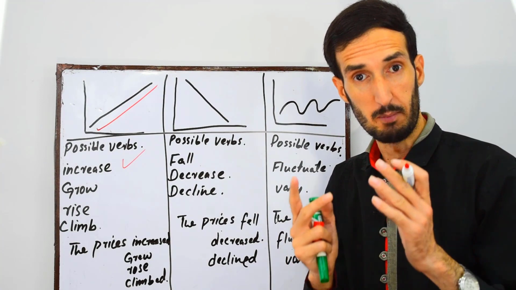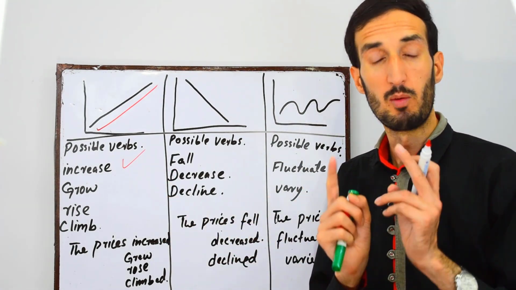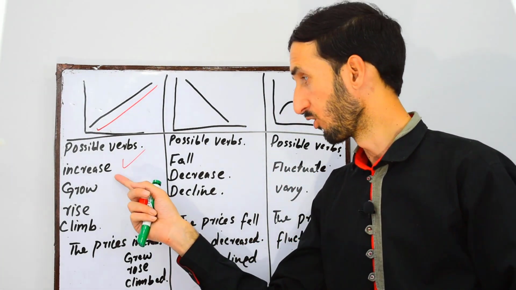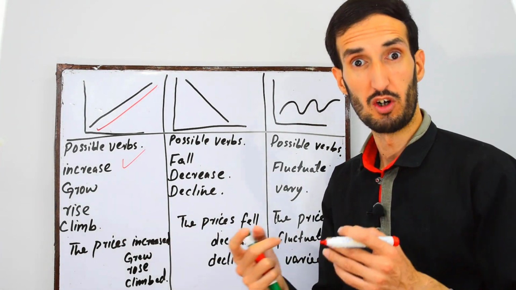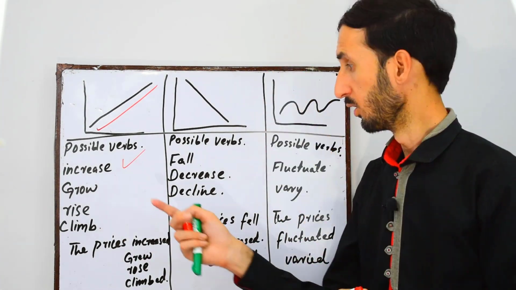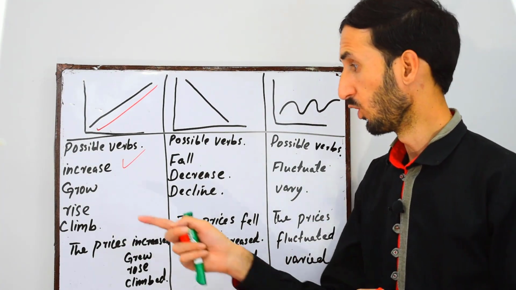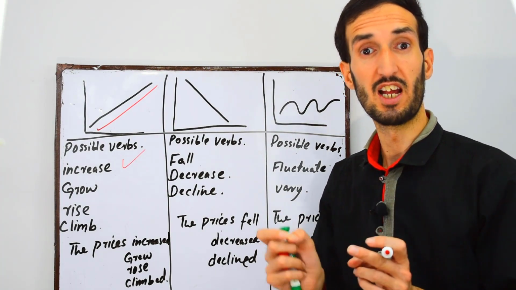If you have to write in past, it becomes increased, second form. Remember one thing, in past tense we use verb second form. So increase becomes increased. Second, you can use the word grow when the line goes up. Second form of this word, grew. If you have to write in past, then you will use the word grew.